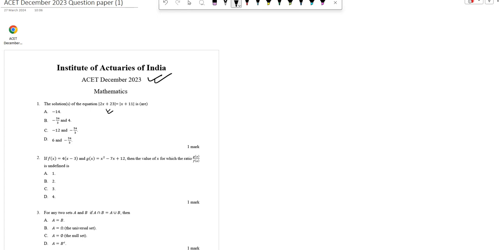So all you have to do is get two equations: 2x plus 23 equals x plus 11 with respect to plus, and 2x plus 23 equals minus x minus 11. Remember that you won't get four equations. Only keep one side the same and take the other side as plus or minus. So here you can solve it.